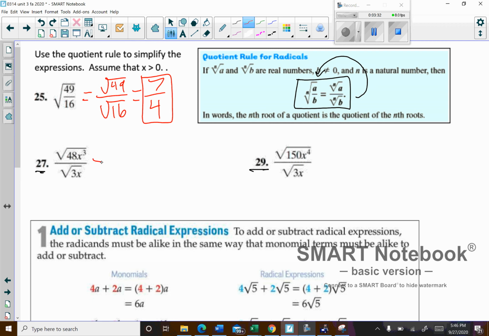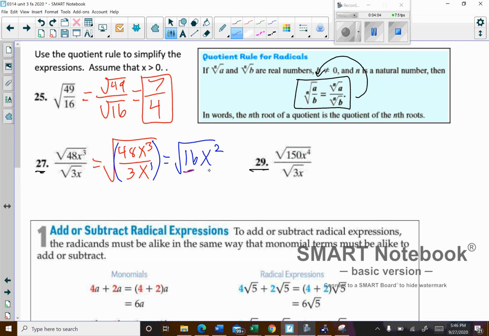But the easiest thing to do in this particular example is to go ahead and put it all together as 48x cubed over 3x. And then since they're both inside the same radical sign, now what we can do is simplify this. So 48 divided by 3, that would be, let's see, 16. And then x to the power of 3 over x would reduce down to an x squared. And now this problem is pretty simple.